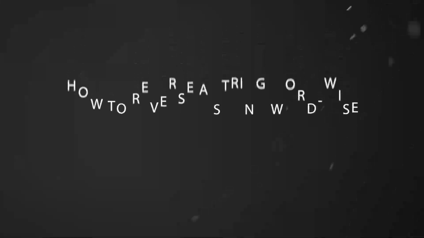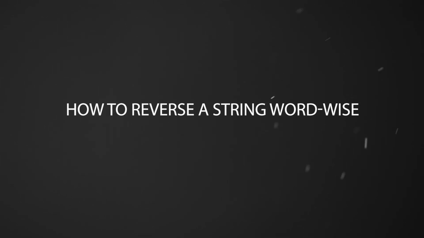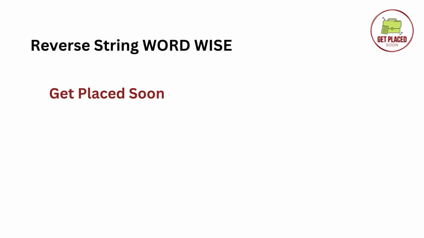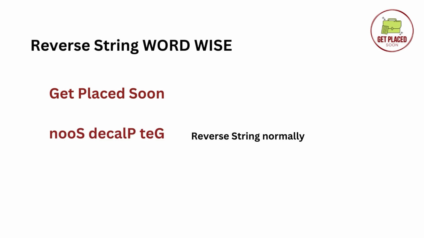In this video, let us see how to reverse a string word-wise. Now, consider the given string Get Placed Soon. If you reverse the string normally, it looks like this: NOOS, space, DACALP, etc. So the capital letters, small letters, spaces, everything from left to right becomes right to left.